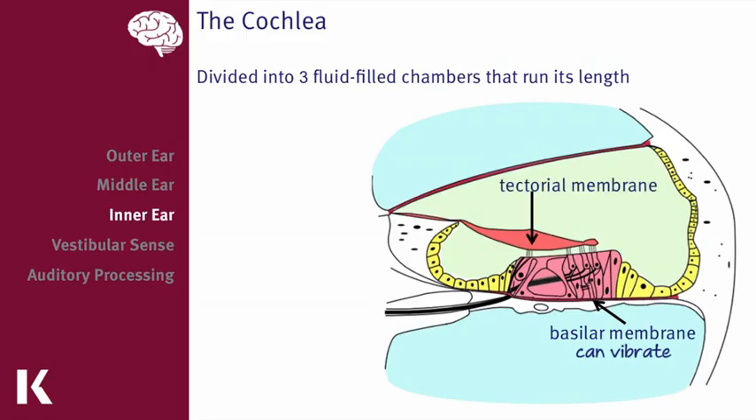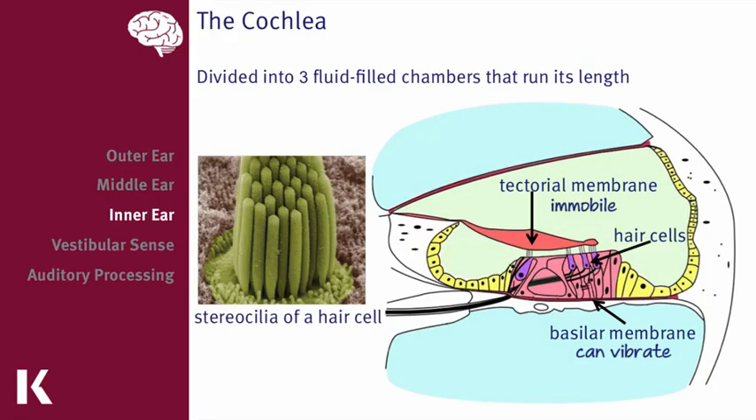There's the tectorial membrane, which, ta-da, is actually the first structure that we bump into in the ear that is relatively immobile. That may seem irrelevant, but it actually plays a pretty important role. There's also the hair cells, which are attached to the basilar membrane.